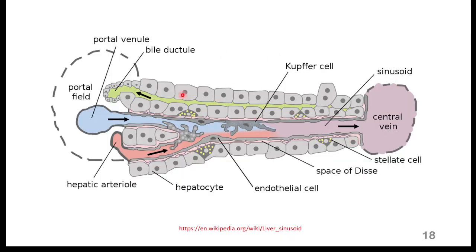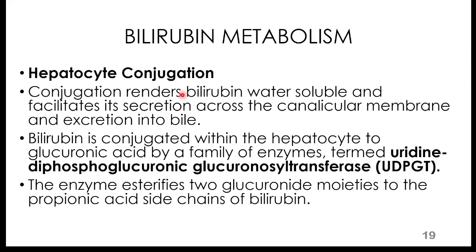Okay, so this shows something similar. We can skip this. All right, so conjugation makes bilirubin water soluble, and this facilitates its secretion across the canalicular membrane and excretion into the bile. The conjugation is with glucuronic acid, and this is done by enzymes called uridine diphosphoglucuronate glucuronosyltransferase, UDPGT.